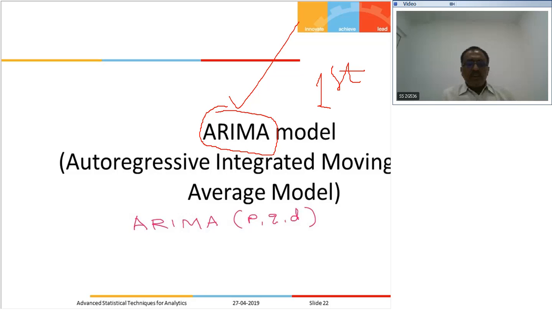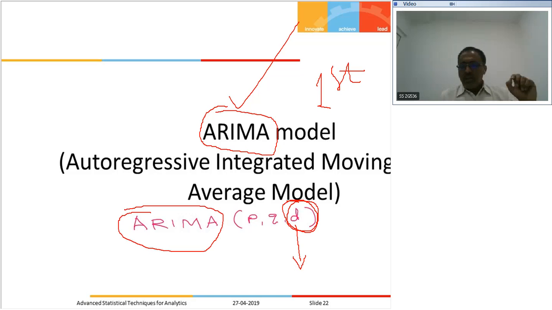Okay. Next, if we take the ARIMA model, there is a modification done to the ARMA model, where D is added, which is the differencing. D is the differencing which is added to the ARMA model. That's why it is the ARIMA model, autoregressive integrated moving average model. What is meant by integrated? That is nothing but doing the differencing.